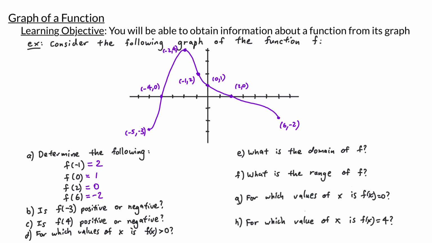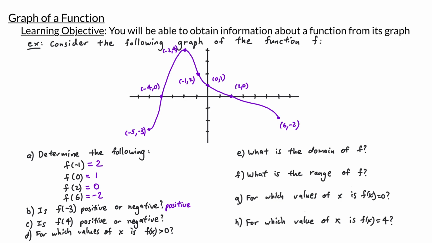Now in part B, we want to determine whether f of -3 is positive or negative. f of -3 is the output of my function when the input is -3. So just like our previous problem, we want to go to where my graph has the x value -3. This time there's no specific point labeled on our graph, but when x is -3, we have a point about here. At this point, the y-coordinate is positive because this point is above the x-axis. So the output of my function at -3 should be a positive number.